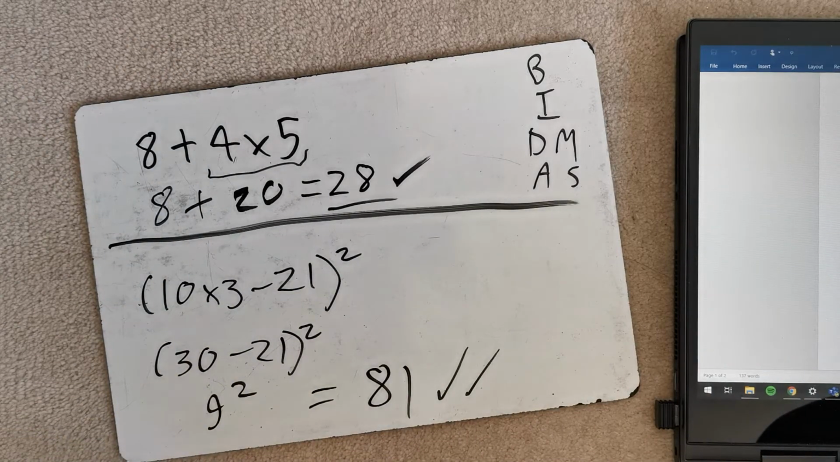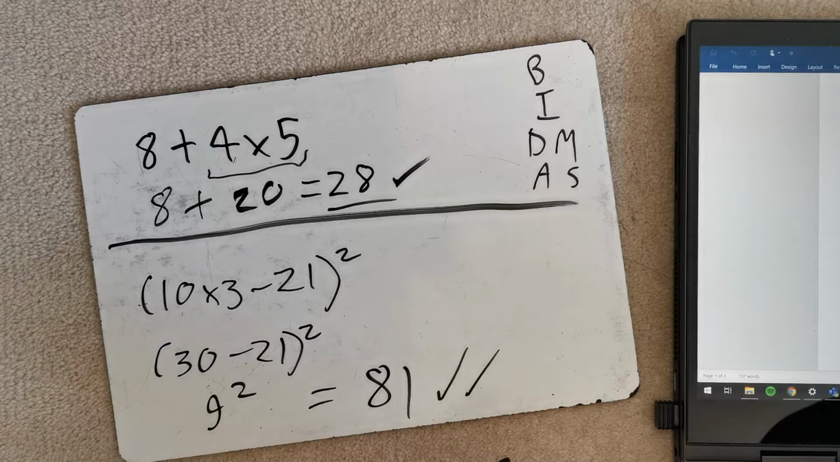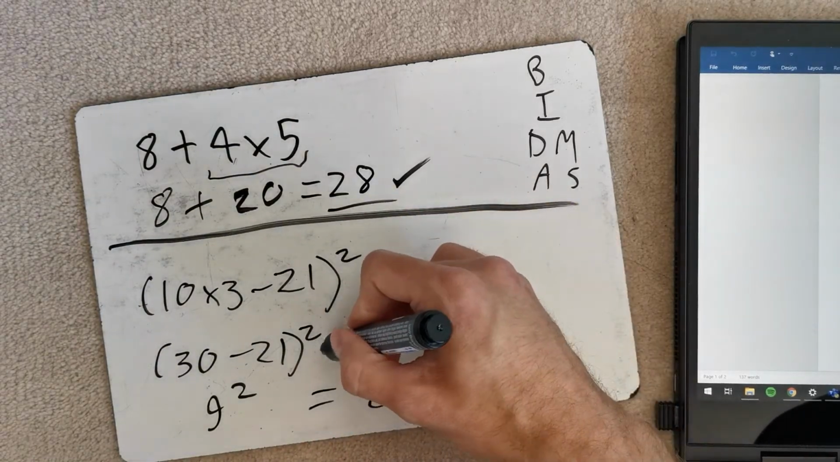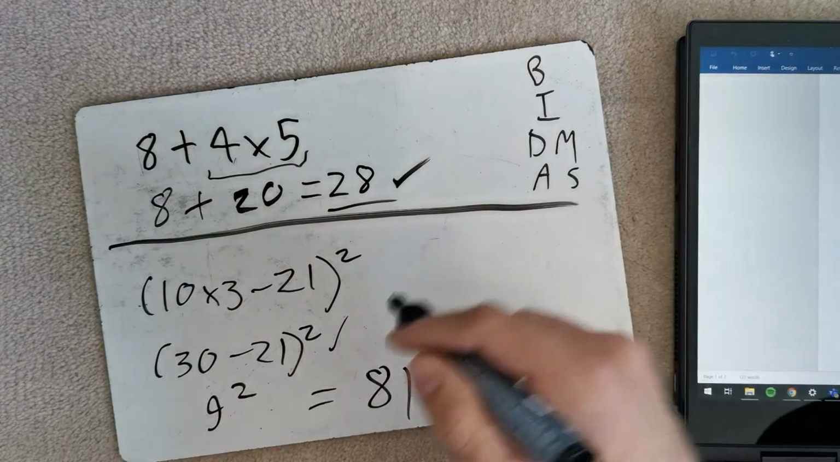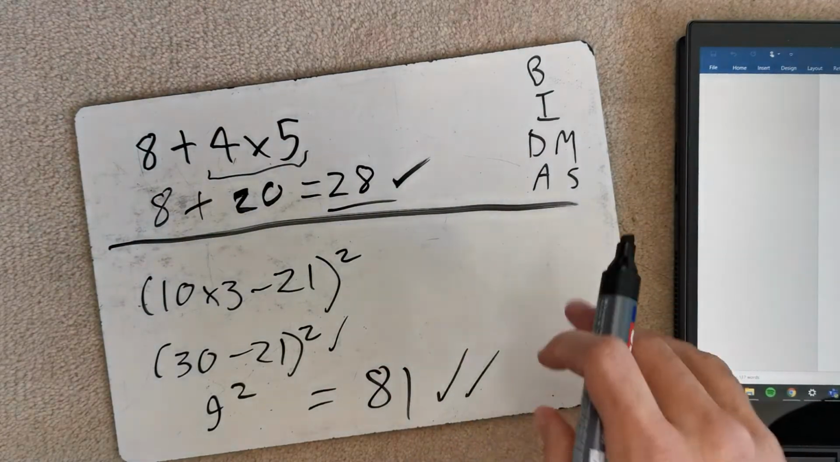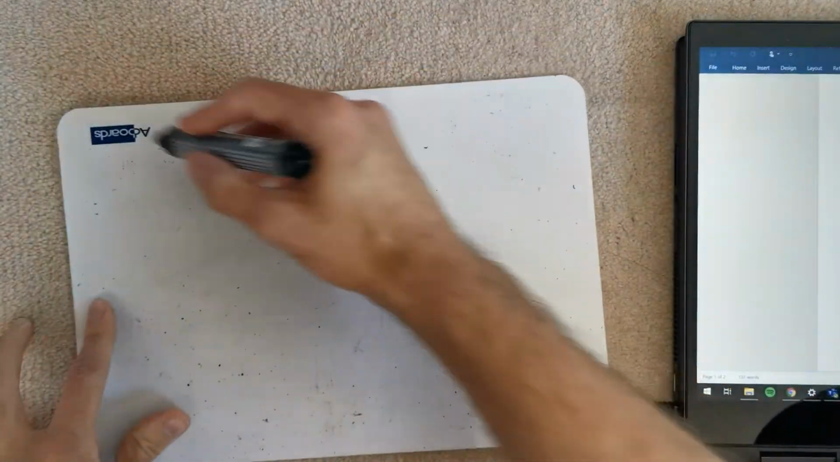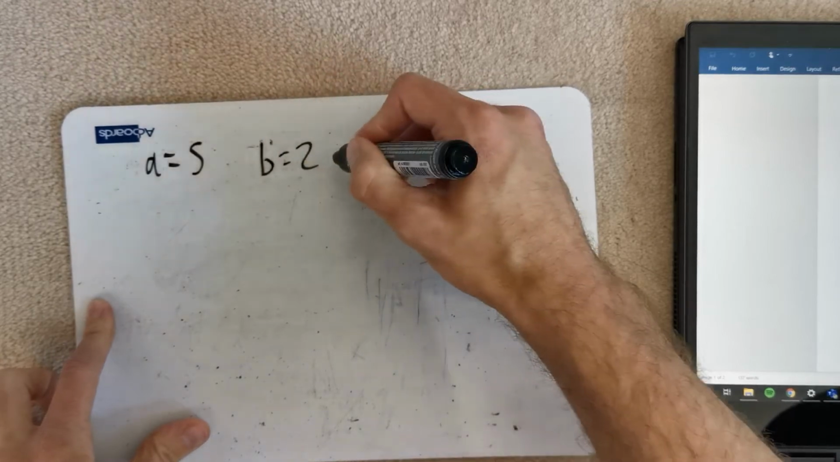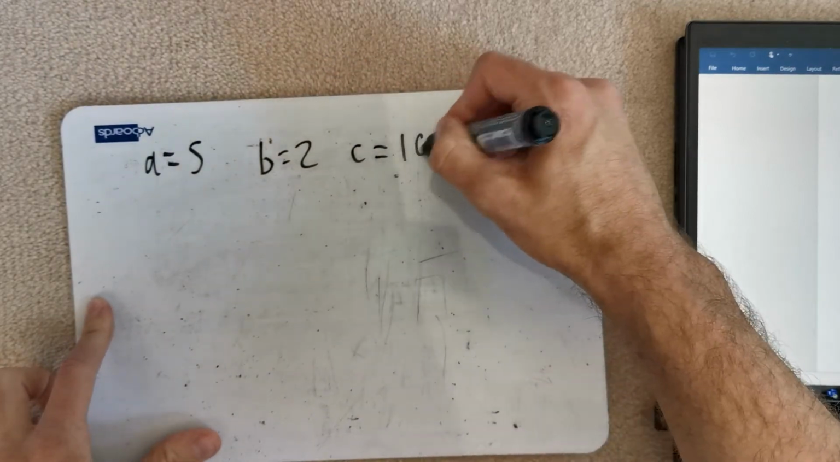It's a 2 mark question. If you're doing workings out, if you get this bit right, that could be a mark. Next question. It says for this section, A is 5, B is 2, and C is 10.